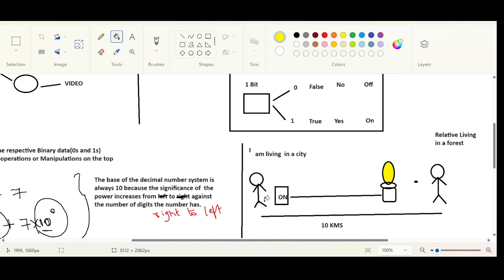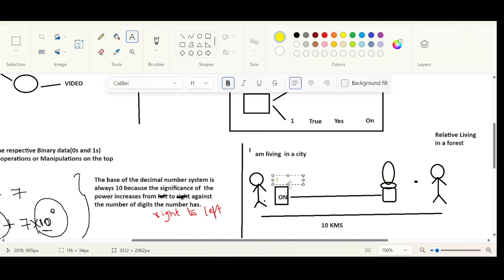Sometimes you can keep the bulb here and the switch here, or you can swap these positions. Right? Two pieces of information I can pass. If I turn on the switch, the bulb glows, my friend will recognize, okay, I am in trouble, so he will come to my rescue. If I turn off the switch, it means I am safe. So the bulb will not glow, right? If I turn off the switch, the bulb will not glow. It means I am safe. I have no issues.